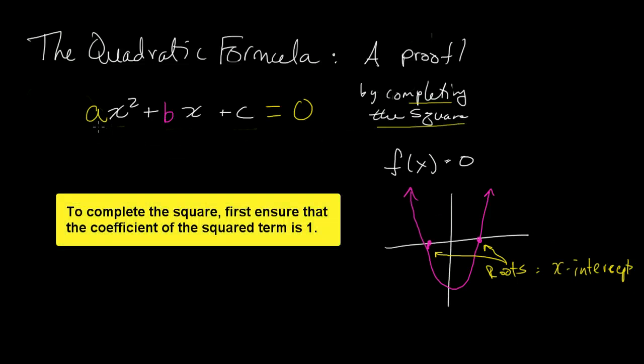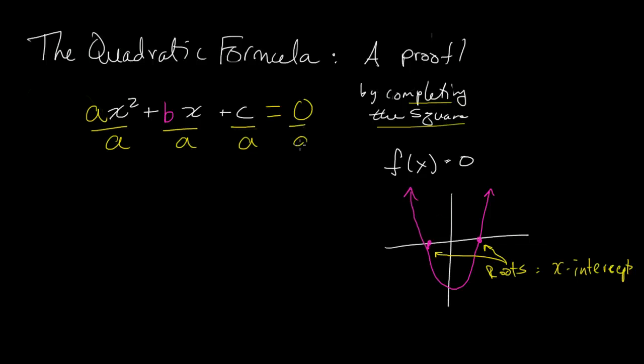So in order to complete the square, the first thing we have to do is divide by a, because we want the coefficient of the x squared term to be 1. So we've got x squared plus b over a x plus c over a, and that's going to be equal to 0 divided by a, which is just 0. Any number, 0 divided by any number is 0.